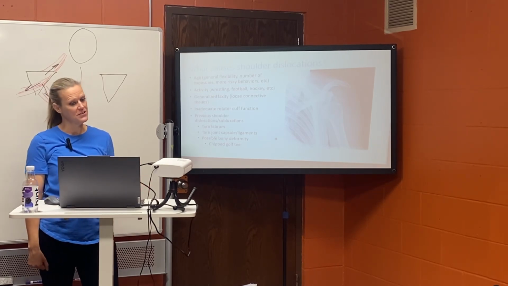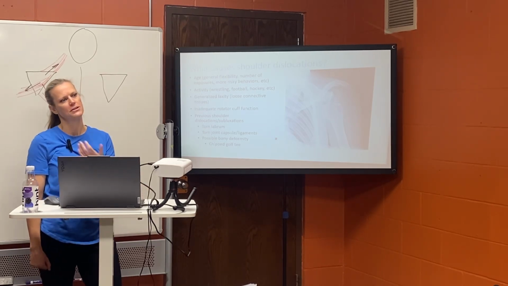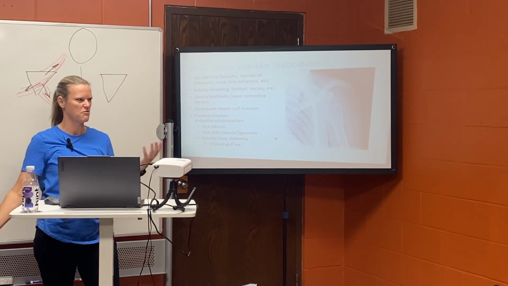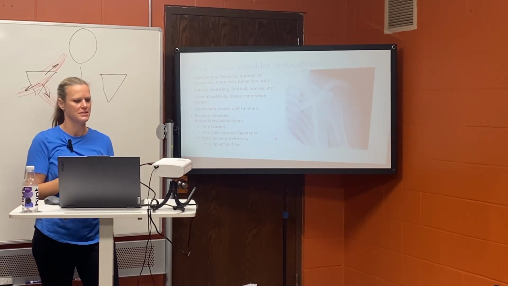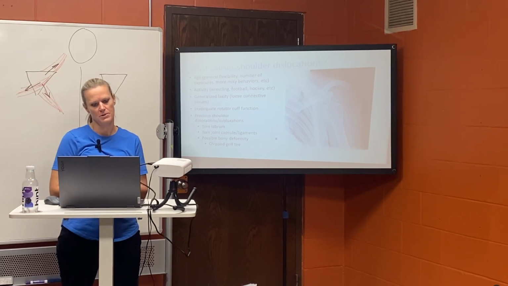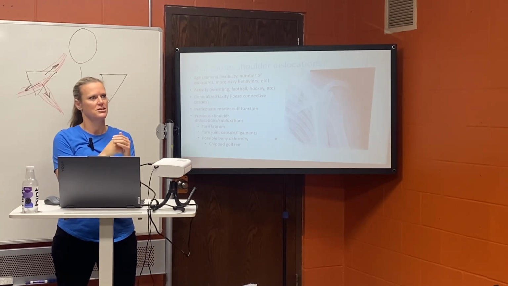If your rotator cuff isn't functioning properly, an extreme example would be someone who had a stroke and their rotator cuff doesn't work and they're constantly dislocating their shoulder. There's no force put on it. It just can't hold it in place anymore. And certainly if you've had previous dislocations or subluxation. Subluxation is it went out, came back in on its own. No one had to do it for you. Dislocation is it's out and someone had to put it back in.